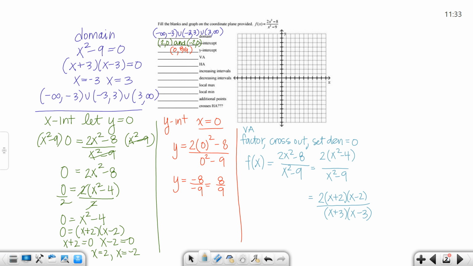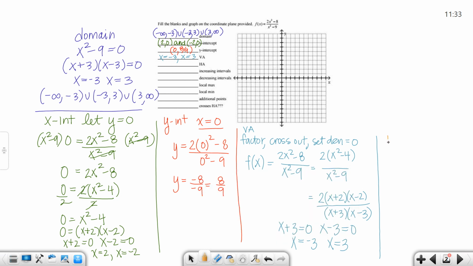The second step is to cross out. Well, nothing crosses out. And the third step is to set your denominator to 0. Just your denominator. So we would get that x would equal negative 3, and we would get that x would equal positive 3. Those are our vertical asymptotes. Okay, moving on along.